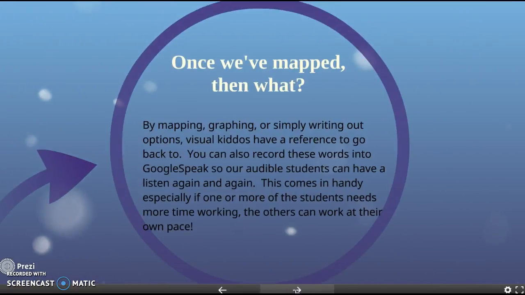So once we've mapped, then what? By mapping, graphing, or simply writing out options, visual kiddos have a reference to go back to. You can also record these words into Google Speak so that our audible students can have a listen again and again. This comes in handy, especially if one or more of the students needs more time working. The others can work at their own pace, and they can keep going if they need to.